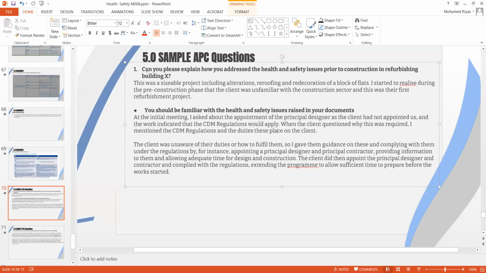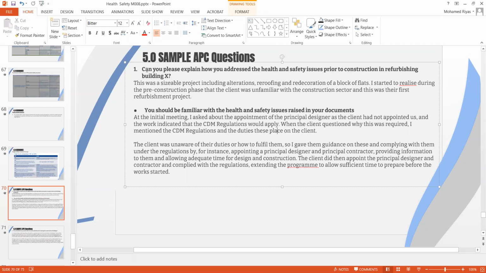The APC panel assessor might ask: can you please explain how you address the health and safety issues prior to construction in a refurbishing building? So when they use a keyword like refurbishment, they're expecting the building already exists and it's a refurbishment. So you need to start with the sentence written as if I'm informing, or I am advising others.